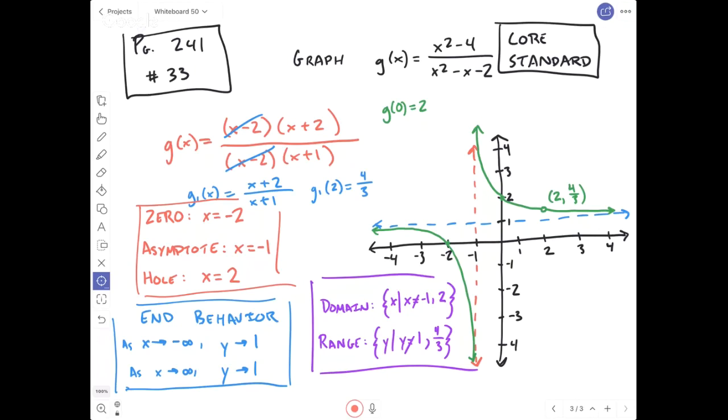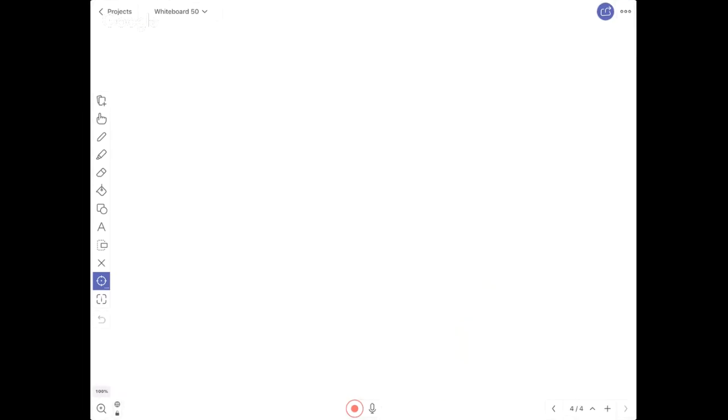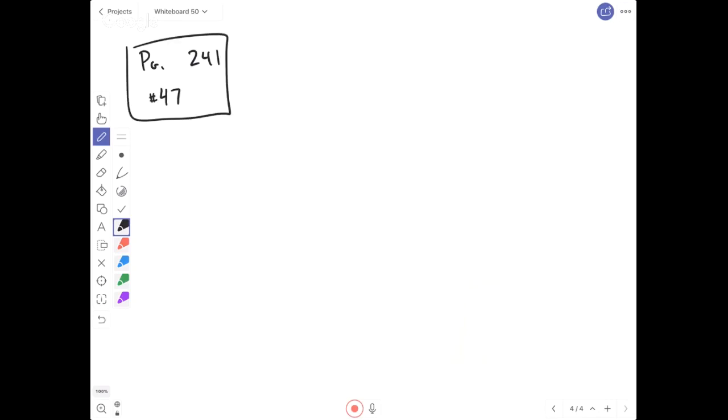So 45 through 48. Find the remainder. Great. So we're going to do some long division. Let's go back to page 241, and we're going to check out number 47. And it's an extended standard now.